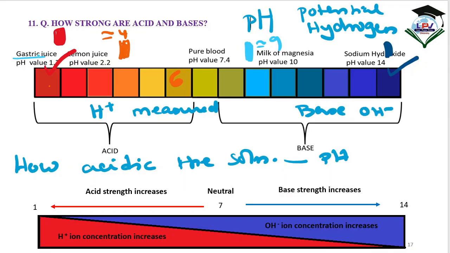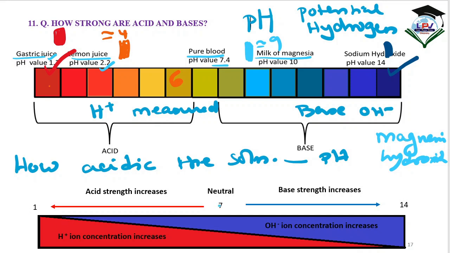The gastric juice has a pH of 1.2. This gastric juice is formed in the stomach. The lemon juice that we drink has a pH of 2.2. Blood has a pH of 7.4. Milk of magnesia is nothing but magnesium hydroxide. It has a pH of 10, and sodium hydroxide has a pH of 14. So this gives you what range the solution is.